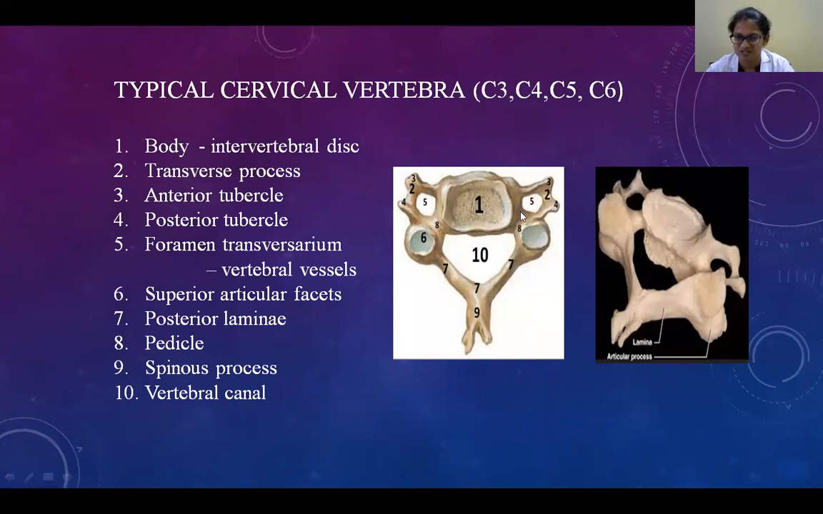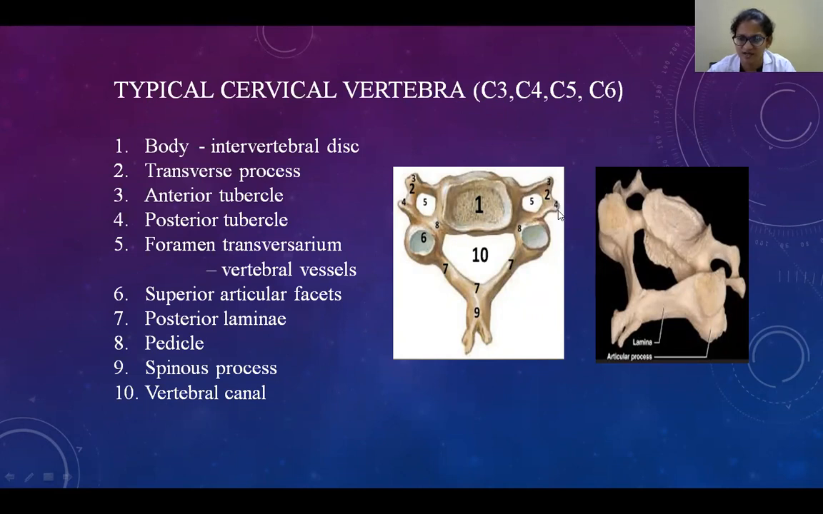This transverse process consists of an anterior root. This is the anterior root, which merges from either side of the body of the vertebra. This anterior root ends as a tubercle, called the anterior tubercle. And next, this is the posterior root. This posterior root ends as a posterior tubercle.